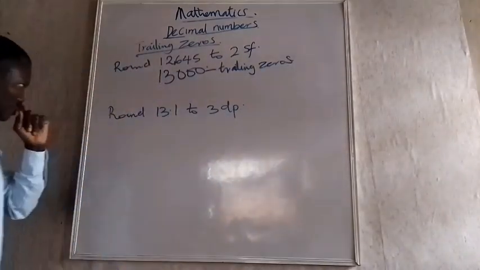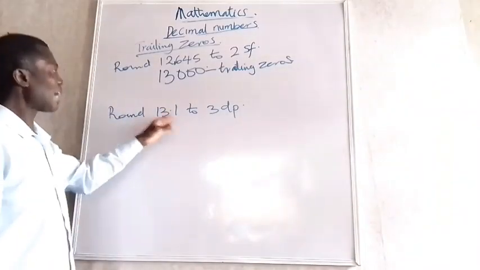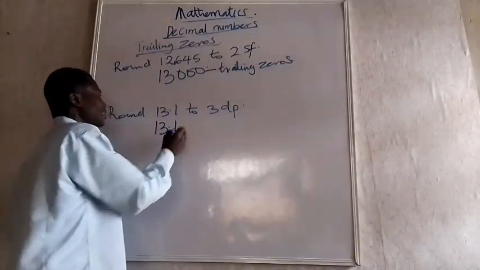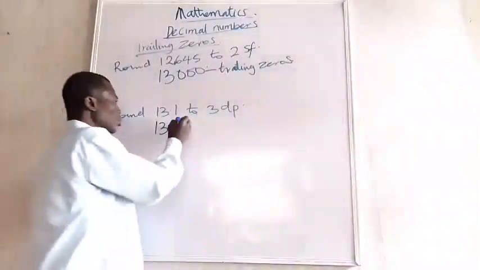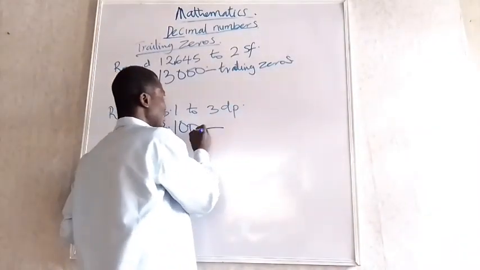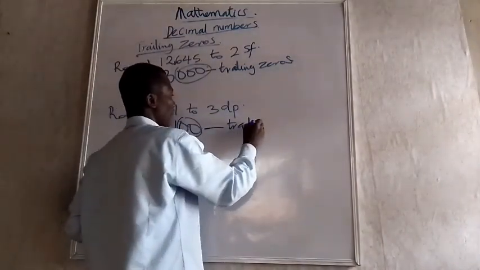Now look at this one. 13.1 to 3 decimal places. If you write 13.1, after it, do we have any other figure? No. So this is just 1 decimal place. You will need to put zeros to make it 3 decimal places. And these zeros, again, are trailing zeros.